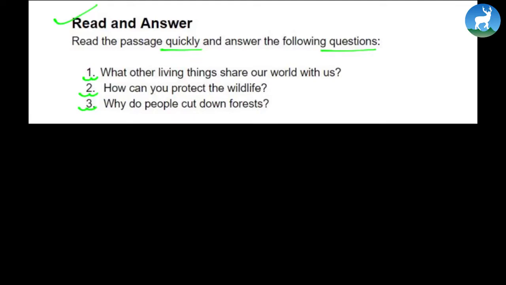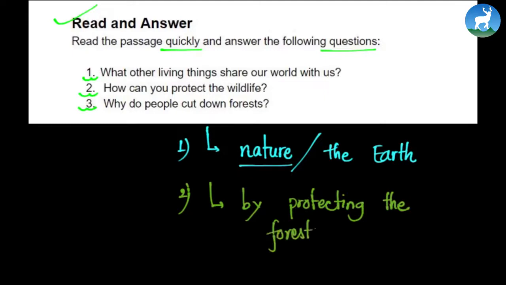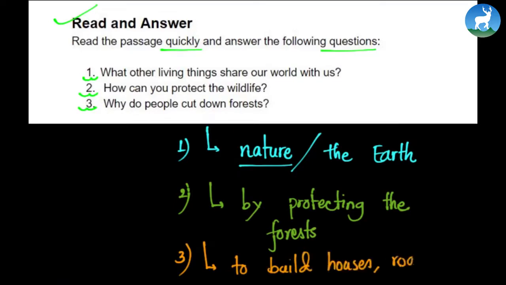So a brief answer to these questions would yield answers like, what other living things share our world with us? I guess they share our world with nature, the earth, right? That's what they share with. Number 2 is, how can you protect the wildlife? By preserving or by protecting the forest. So these are just brief answers. By no means are they the ultimate answer. So why do people cut down forests? To build houses, right? Roads, dams, just the brief answer.